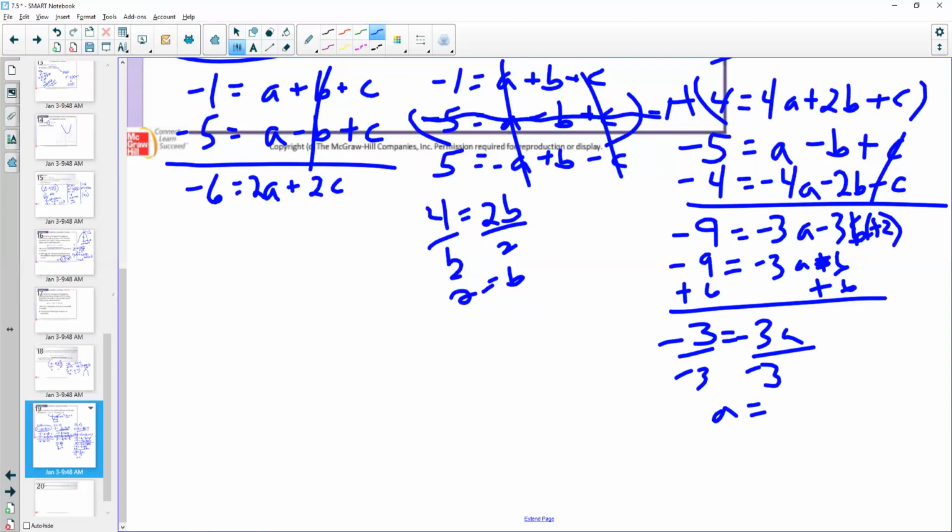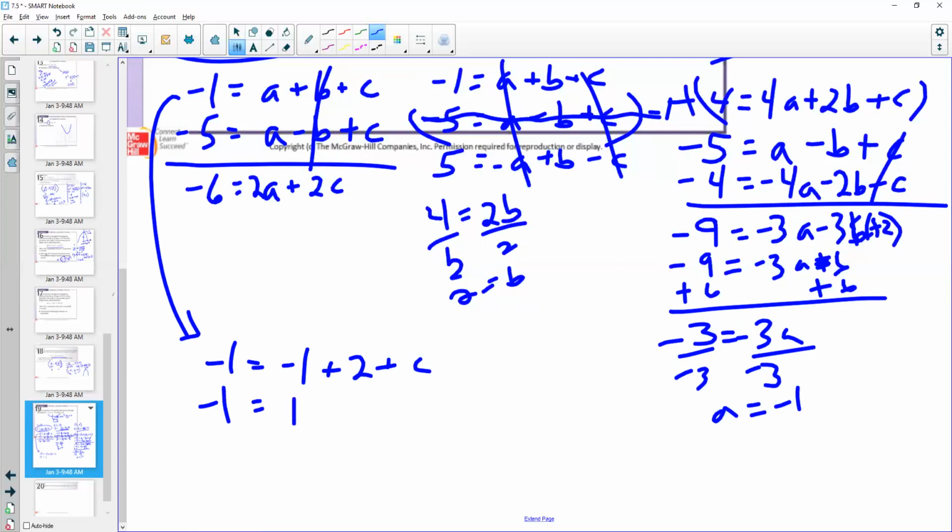A equals -1. So now all I have to do is go back to this equation over here. This is crazy, isn't it? This is where you shut off the video. -1 plus 2 plus c. So I get -1 equals 1. No, it's a positive 1. Equals 3 plus c minus 3. C equals -4.